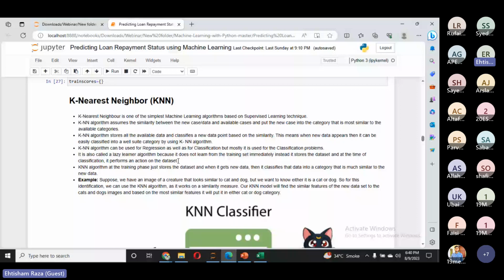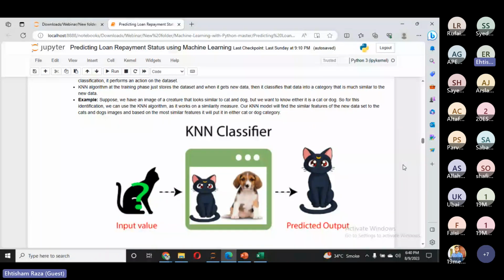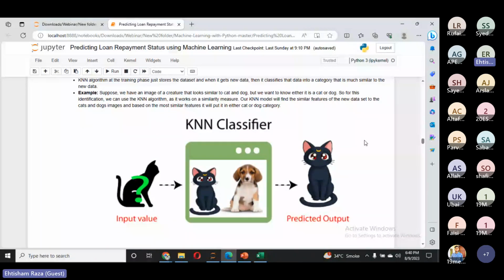When new data comes, it puts the data into the category that is most similar to the new data. Suppose we have an image of a creature that looks similar to both a cat and a dog. So this is how KNN works. This is a pictorial representation of how KNN works. We have an input image, but we want to know: is this new creature a cat or a dog? So what does KNN do?